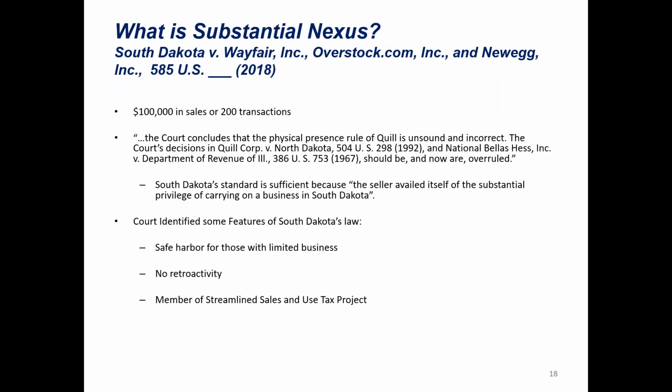A couple of the items that the court looked to, to justify or acknowledge what was going on in South Dakota, was that they had a safe harbor for those smaller businesses under $100,000. They had no retroactivity, again touching on that statement that they had made, filing an injunction sort of against themselves, and that they were a member of the Streamlined Sales and Use Tax Project. We're going to talk a little bit further about the Streamlined Sales and Use Tax Project later on. Steve's going to touch on that, but it's something important because Ohio is also a member of that.